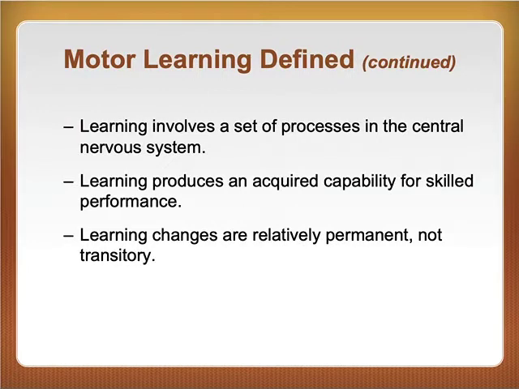Again, this is just to reiterate. Learning involves a set of processes within the central nervous system that produces an acquired capability for skills. Now remember, we're talking about skills, and we talked about the attributes of skills. So make sure you're going back and remembering what the definition of skills is. And learning changes are relatively permanent, not transitory.